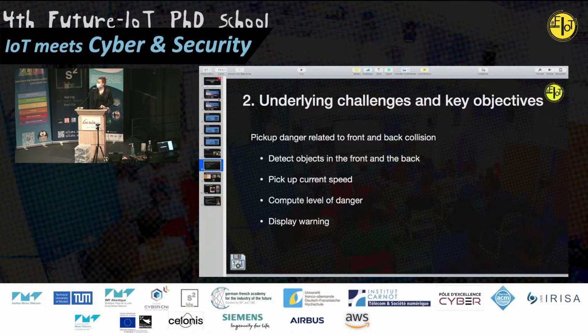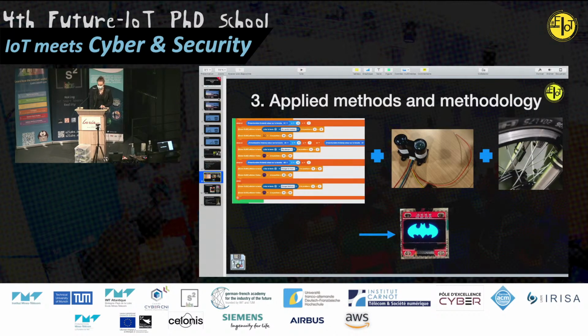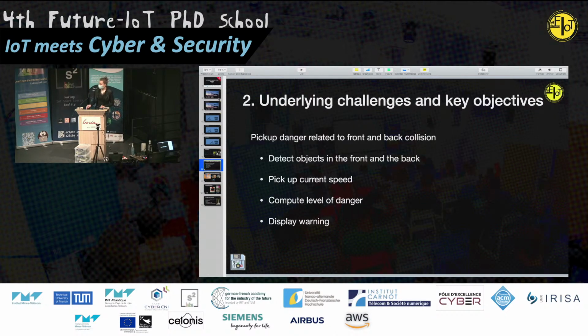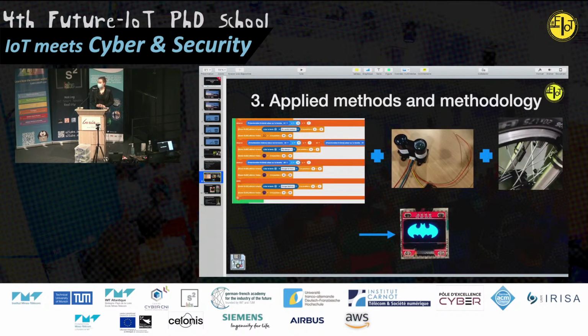So, now to achieve this challenge, we decided to use LiDAR. The LiDAR works as eyes for the bicycle. This sensor gives us the possibility to evaluate the distance between the bicycle and another vehicle, or for example a person.